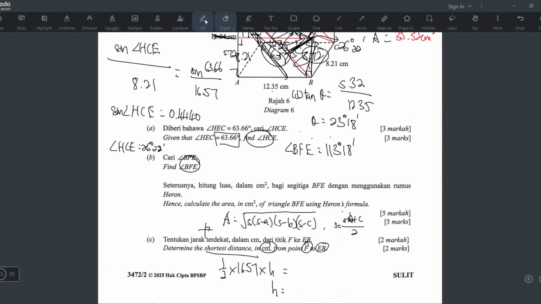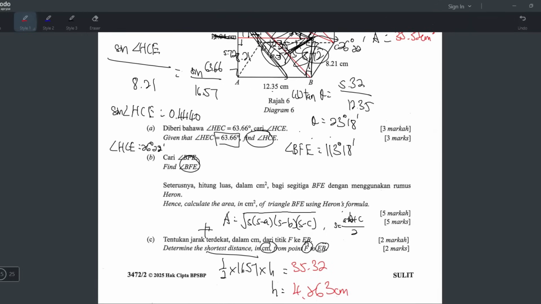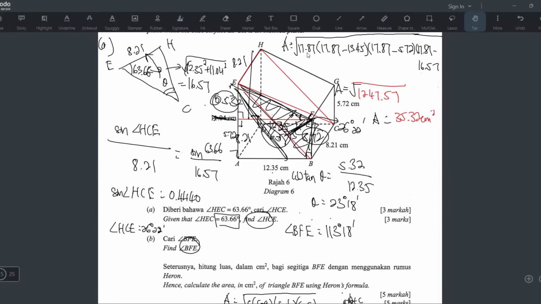Yeah, this one is also wrong already. So it should be 35.32. That's the area of the triangle, right? And then to find H, you can use the answer button times 2 divided by 16.57. So 4.263. Yeah, this one is now correct. So I made a careless mistake here. I pressed one of the digits wrongly or something.